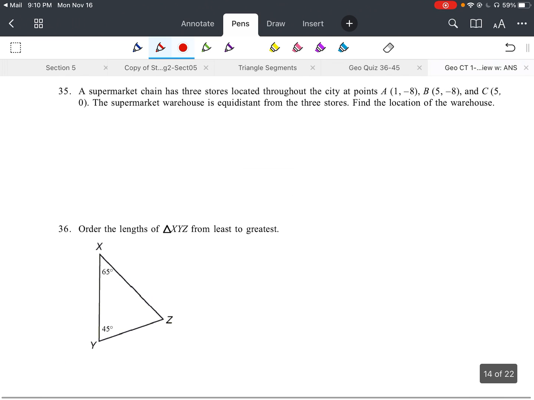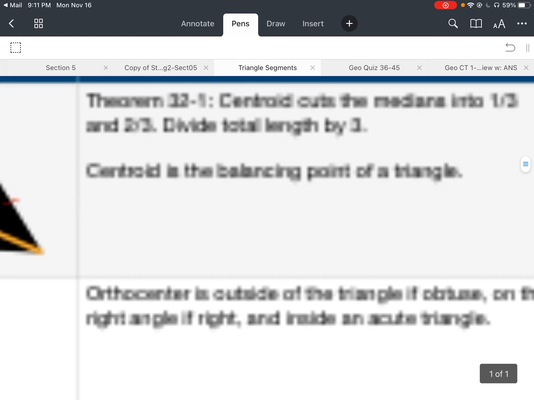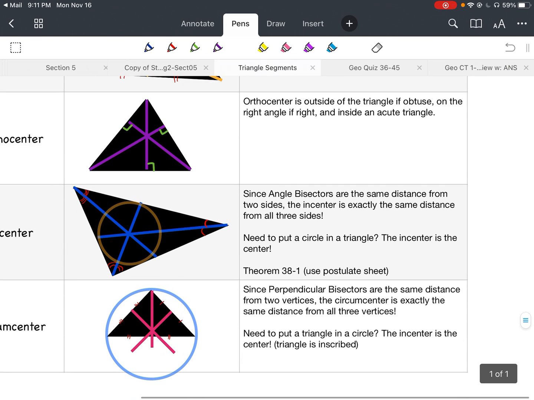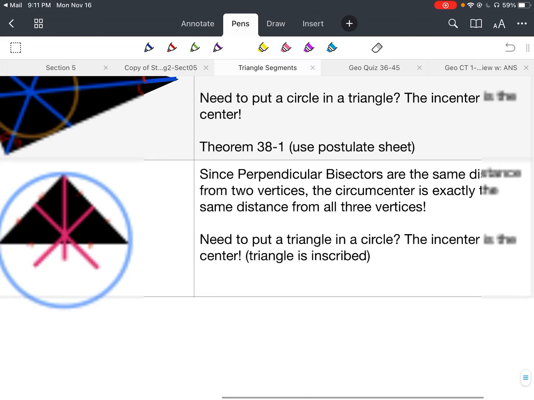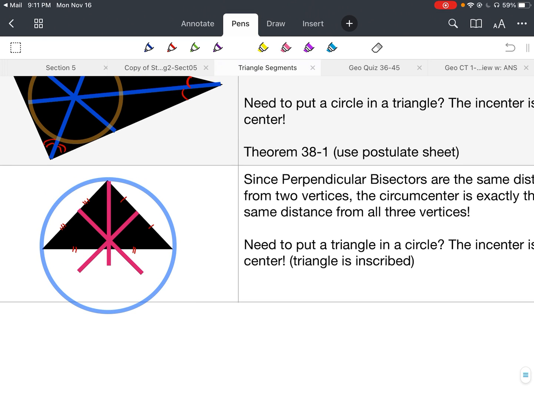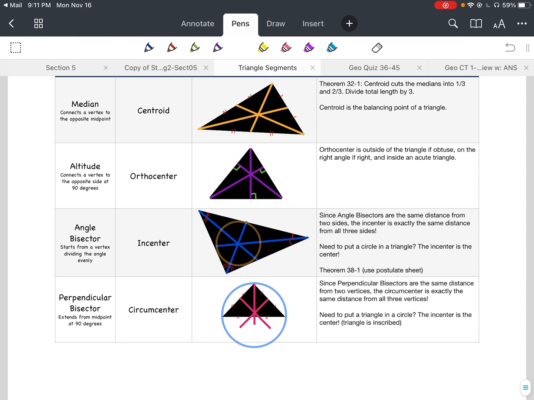All right, we got some stores up in the city. The warehouse is equidistant from the 3 stores. So I've got dot, dot, and dot. I want to find the point that's the same distance from the 3 stores. So what does that look like? Well, let's go back to our triangle segment bit. If you want to be the same distance from 3 vertices, that's this one here on the bottom, perpendicular bisectors. So I really need to just chop up one of these things and see where a couple of them cross, and I'll be good. So let's use perpendicular bisectors, and we'll be good.